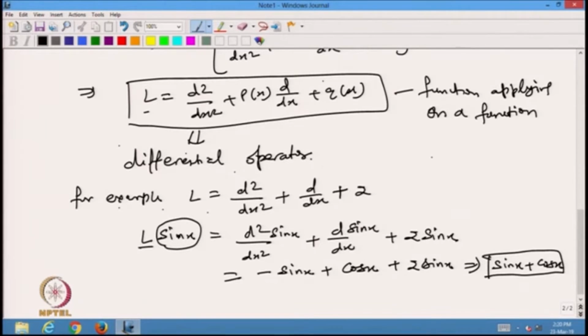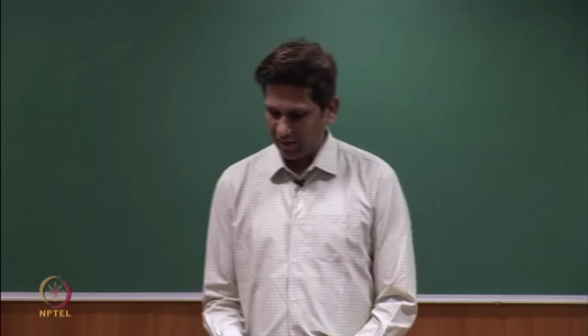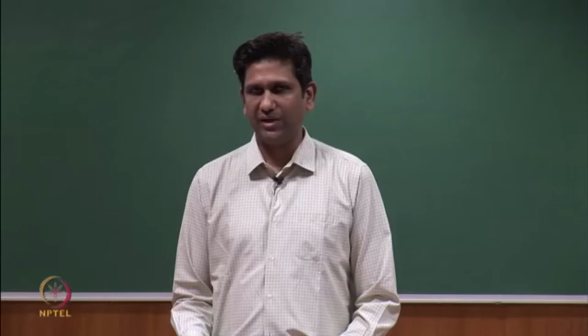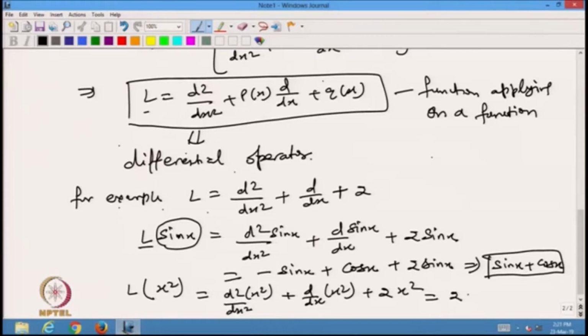So this is an operator operating on a function, and the resultant is also a function. Similarly, I can apply L on, suppose, x square. Putting the same one, I will get d square over dx square on x square plus d by dx on x square plus 2, and that is x square. After doing the calculation, taking the derivative of x square, so 2x, and taking the derivative again, it will be 2 plus 2x plus 2x square. So that is again a function.